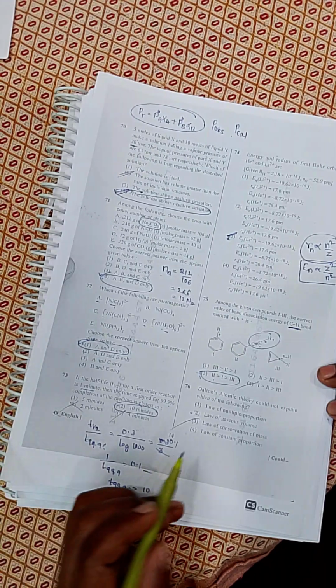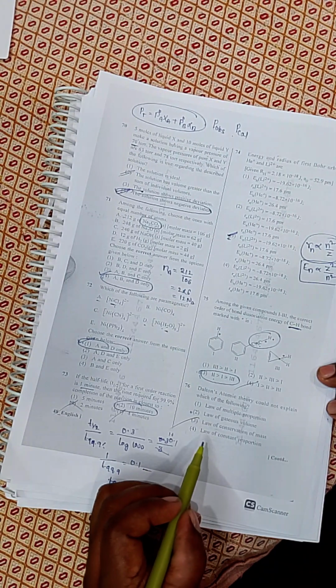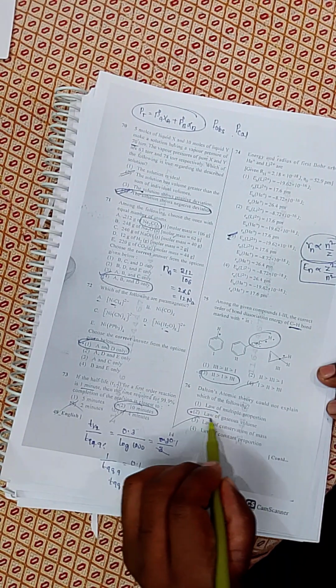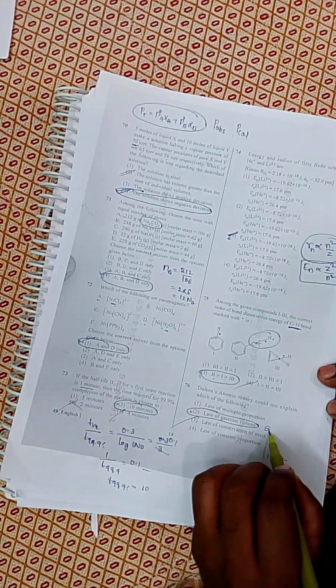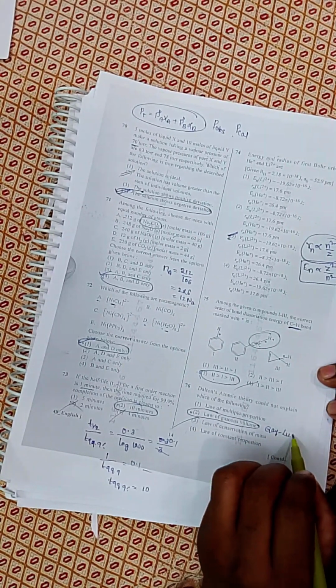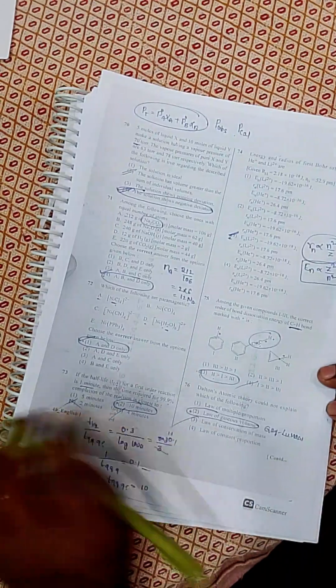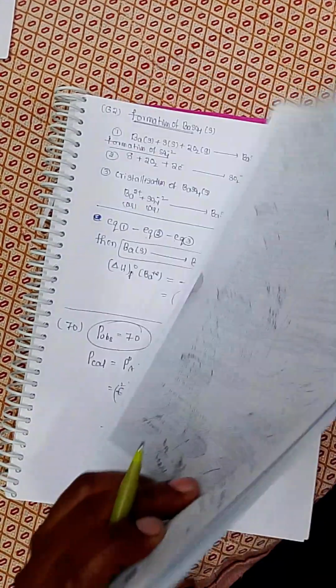Next one, Dalton's atomic theory could not explain the law of gases volume. It is explained by the Gay-Lussac law. Gay-Lussac. Next, 77.